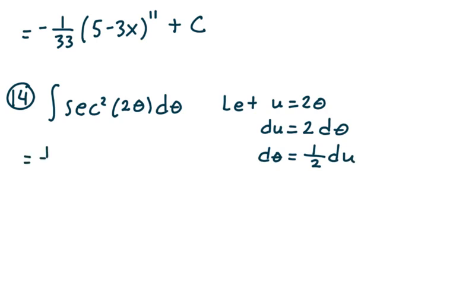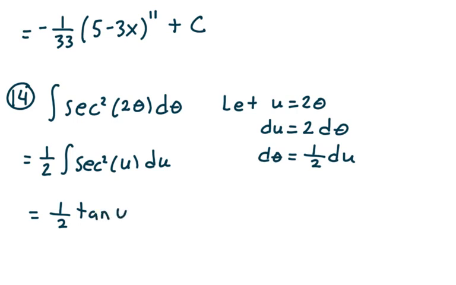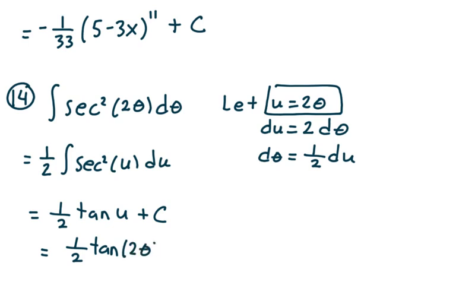And so this is 1/2 the integral of secant squared of u du. And so this is 1/2 tangent u plus c. But remember that u is equal to 2 theta. So this is 1/2 tangent of 2 theta plus c. That's problem number 14.